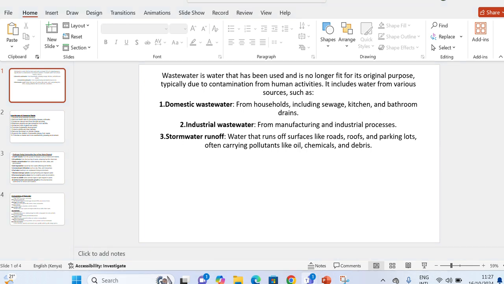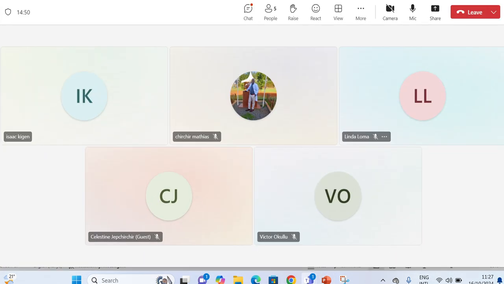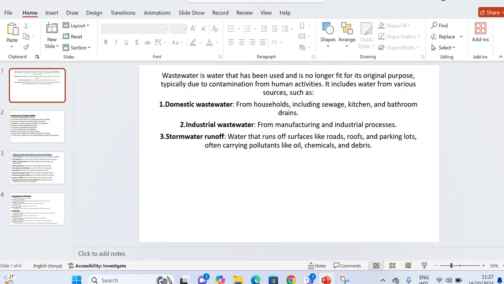And the term domestic wastewater is more essential to all areas. This domestic wastewater is commonly discharged from households, sewage, and bathrooms.